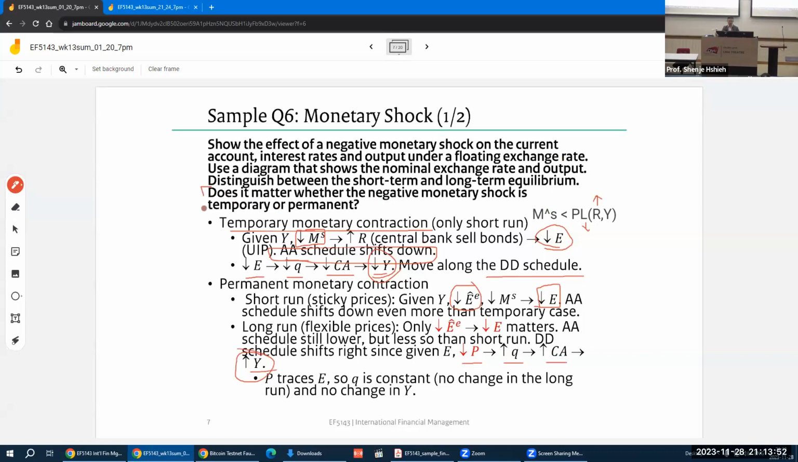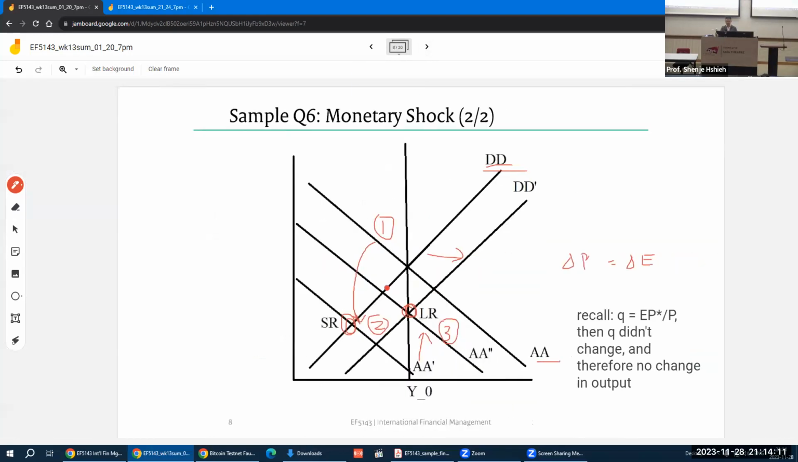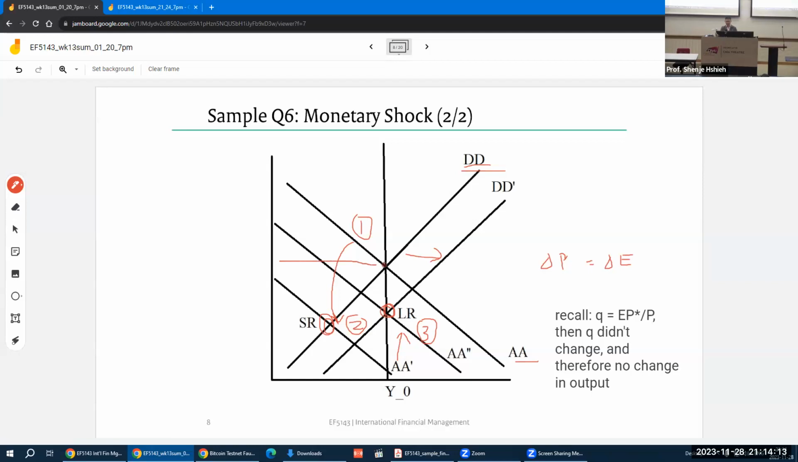Yes. So to answer the last part, does it matter whether the negative monetary shock is temporary or permanent? Of course, right? If it's permanent, you get this amplification in the short run on the strengthening of your currency. And that effect is sustained even in the long run because expectations have changed, right? So remember from this graph, our initial E was here, and afterward it's here. E prime.